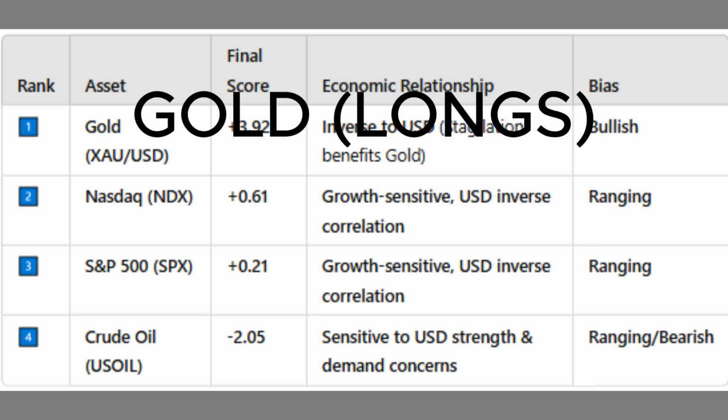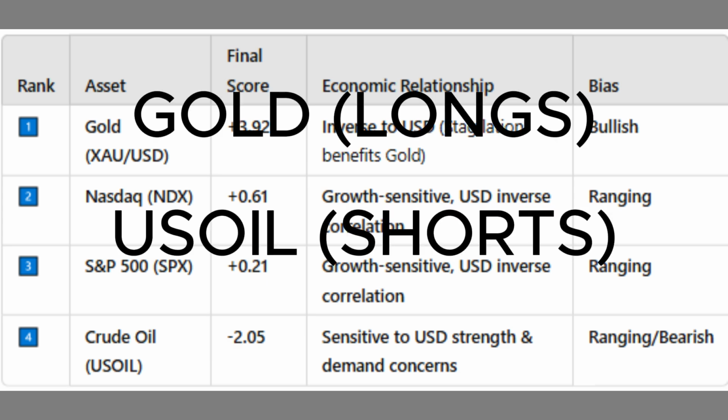So in this table, I will be looking for gold buys and crude oil shorts. NASDAQ and S&P 500 remain neutral, and I will also be neutral on them.